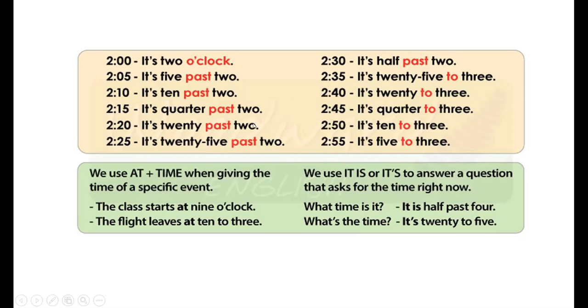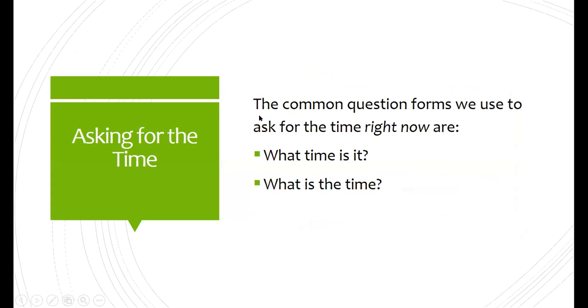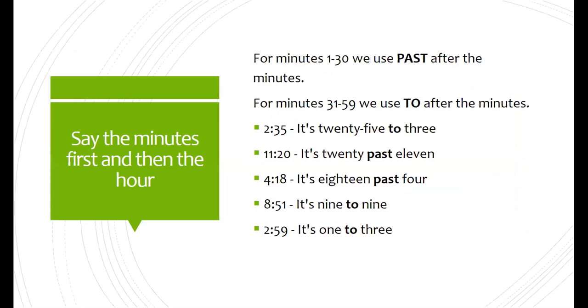Okay, esta es la forma en la que nosotros vamos a estar utilizando cuando decimos primero los minutos, ¿verdad? Y luego la hora, okay? Del 1 al 30 utilizo past, and from 31 to 59, I use to, okay? ¿Está eso claro? ¿O hay preguntas?